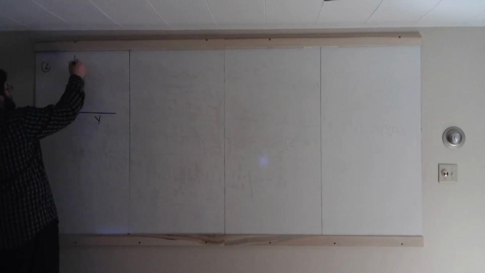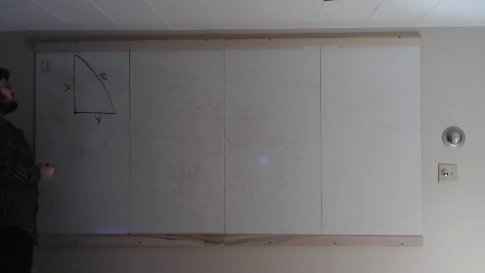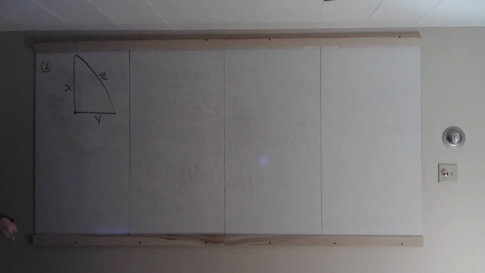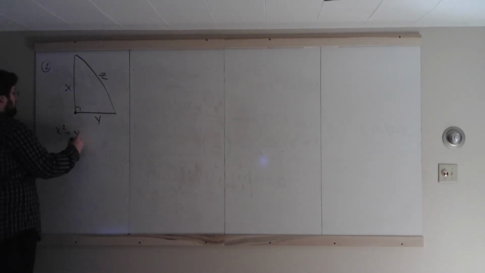Well, the helicopter's up here, you're over here. So right there, that line is going to measure the distance between you and the helicopter. We have a right angle, so you get x squared plus y squared equals z squared.